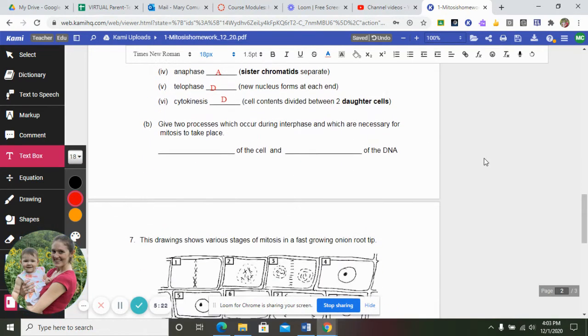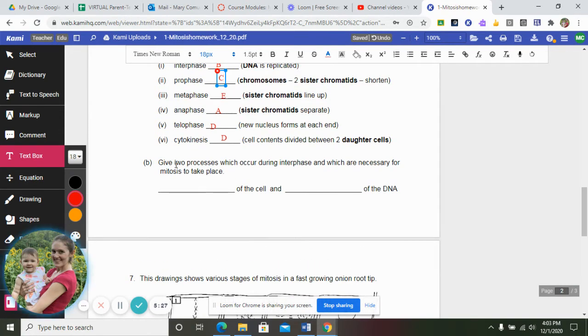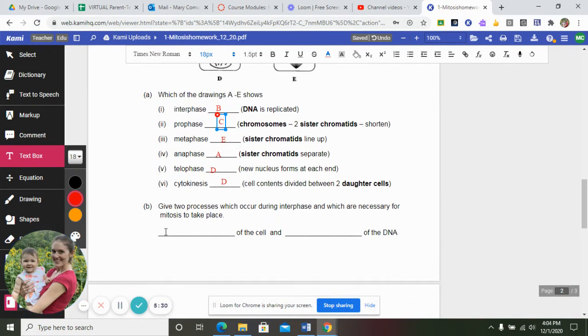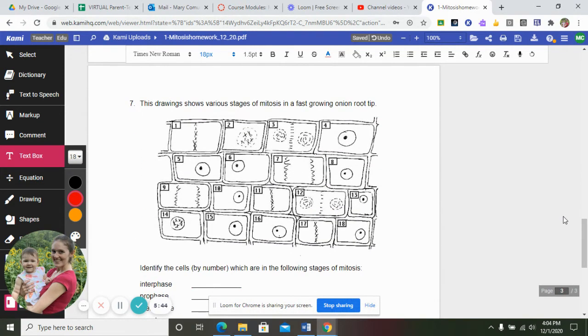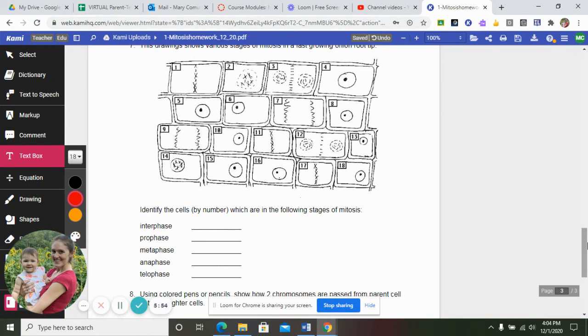We have the two processes which occur during interphase and are necessary for mitosis to take place. The two processes, well, we know that it has to grow, the growth, and blank of the DNA, replication. This drawing shows various stages of mitosis in a fast-growing onion root tip. Identify the cells by number. They're in the following stages.